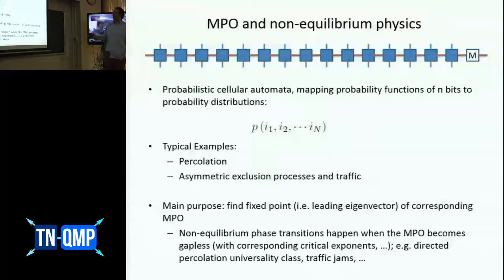And then you have this directed percolation universality class. These phase transitions are also related to traffic jams. This is really when the eigenstructure of this thing changes. When you change one parameter in this stochastic process, suddenly the eigenstructure changes completely. That's exactly what a phase transition is about.